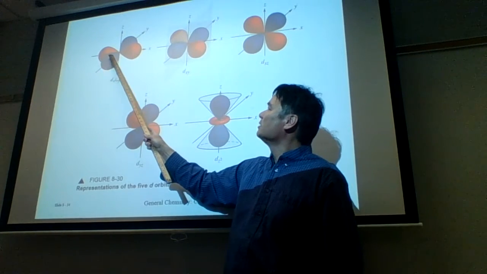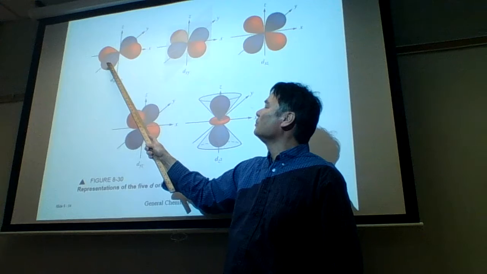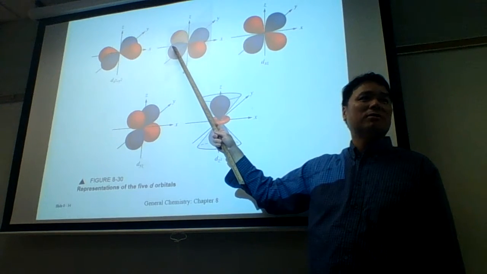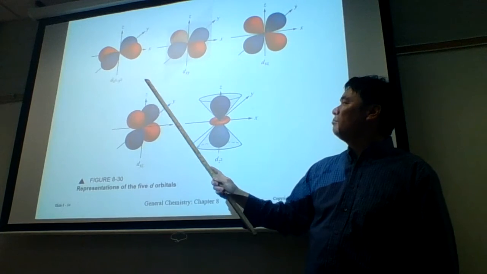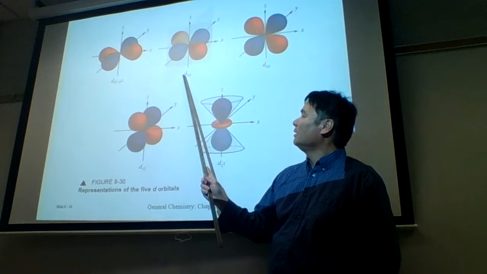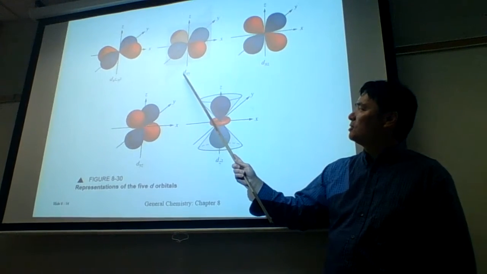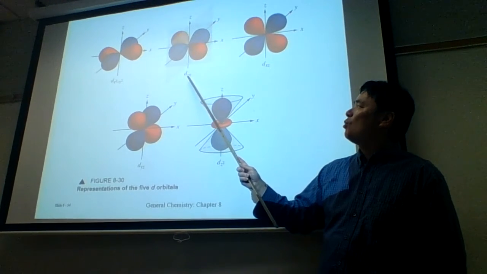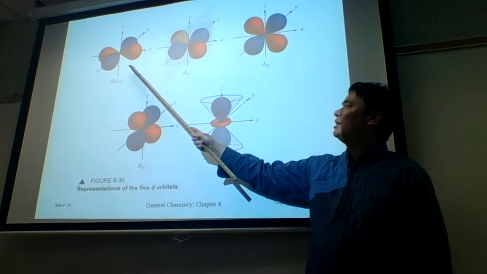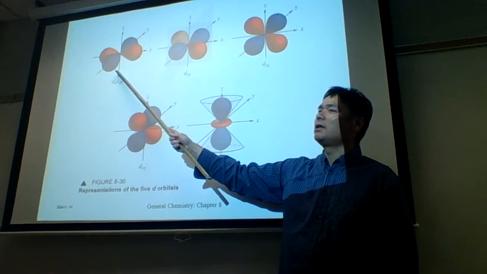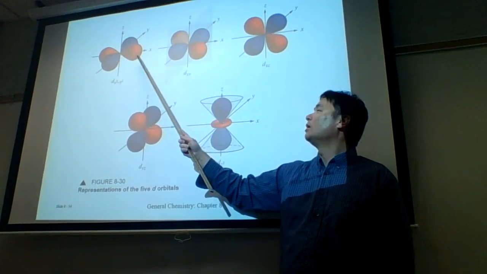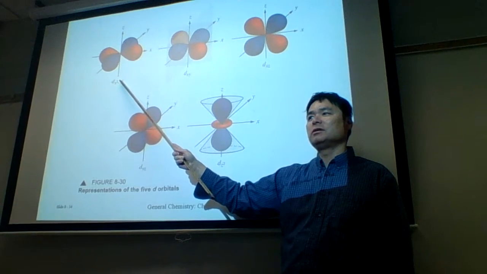axis. So this lobe here was originally on the axis, and we rotate it 45. Now do you see it's stuck right between the two axes here? It's in the same plane. And so this is where the nomenclature comes from, DXY, the XY plane. So we have a four-leaf clover in the XY plane. But we have to differentiate it because we have two of these in the XY plane, this one and this one. They're both in the XY plane. And so we call this one the DX squared minus Y squared.